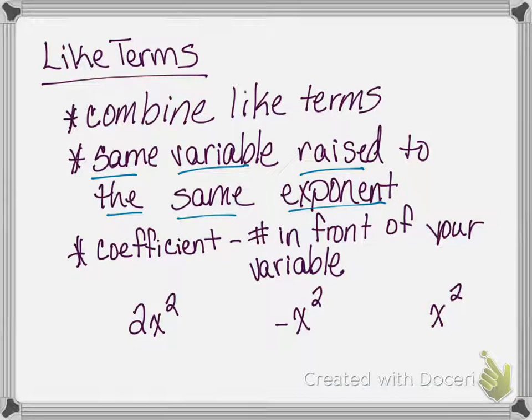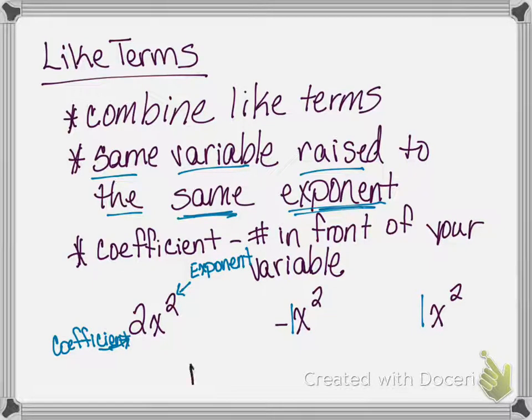Your coefficient is the number in front of your variable. So right here for 2x squared, this is my coefficient and this is my exponent. What's the coefficient in negative x squared? Excellent. What's the coefficient in x squared? 1. So like terms have the same variable, but it also has to be raised to the same exponent.